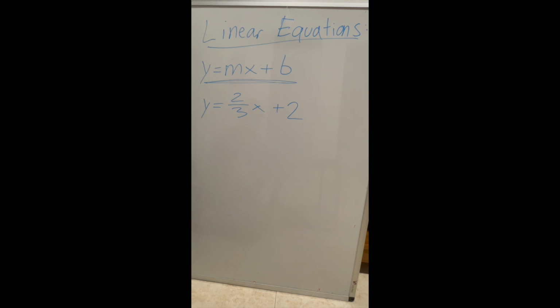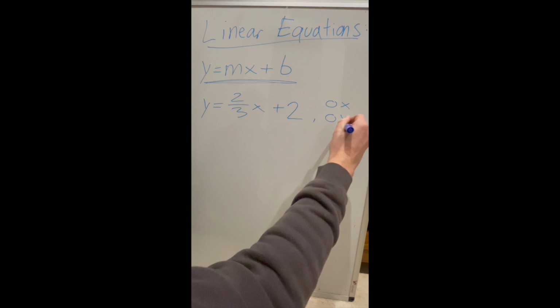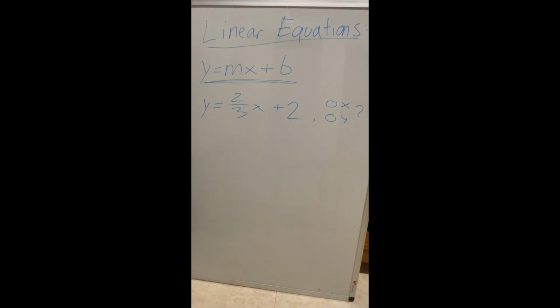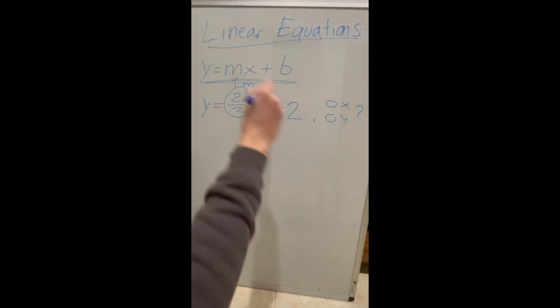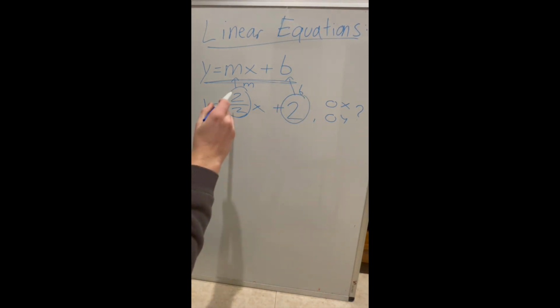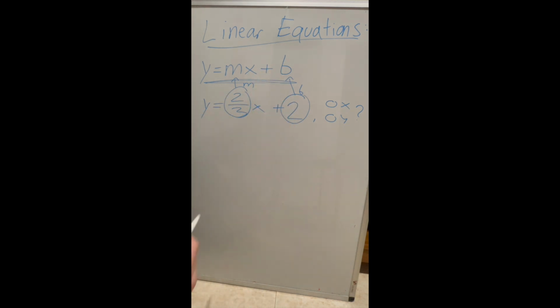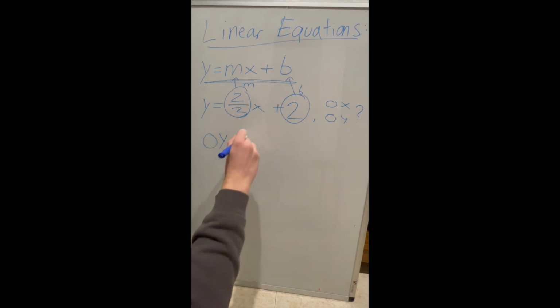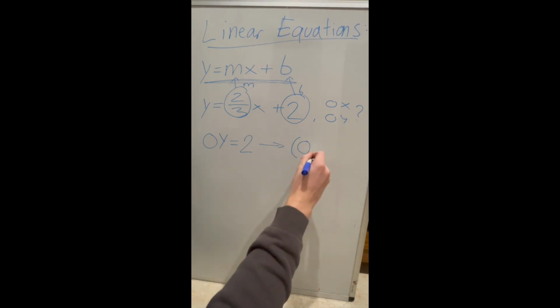Let's try finding the OX and OY values for this equation. Well, we can start by identifying that this right here is our slope. This is our M. And this is our B. As we can see, the M is multiplying the X, 2/3 multiplying the X, and the B is 2. So we can already start by saying that our OY is going to be 2, or as a point in the graph, 0, 2.